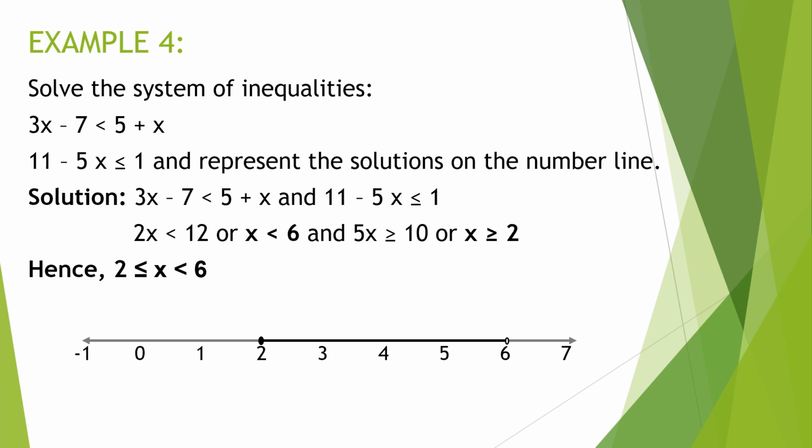So now on the number line, since it is greater than or equal to, there will be a dark circle on 2. And for 6, it is less than 6, so for 6 it will be an empty circle. So this is how it will be represented on the number line.